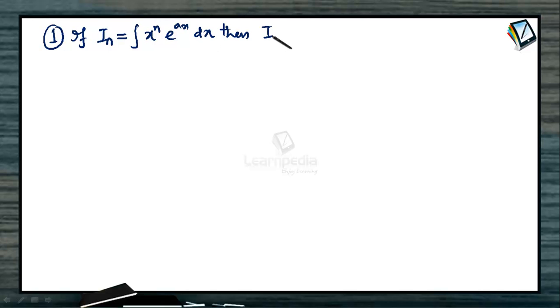Number 1. The very first standard integral: if I_n is equal to the integral of x to the power of n into e to the power ax dx, then this I_n can be expressed as 1 by a times x to the power n e to the power ax, minus n by a times I_(n-1), for all n a natural number.